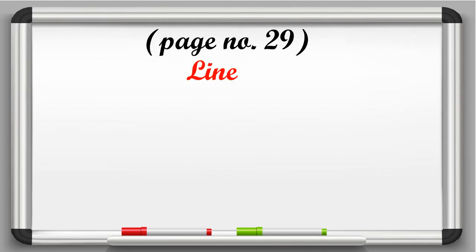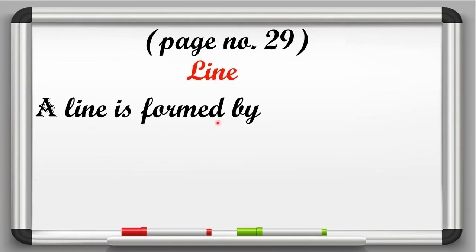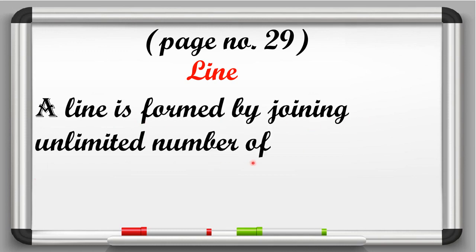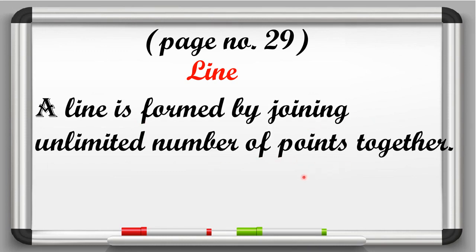Now the next one is line. So here beta, what do you mean by line? A line is formed by joining unlimited number of points together.